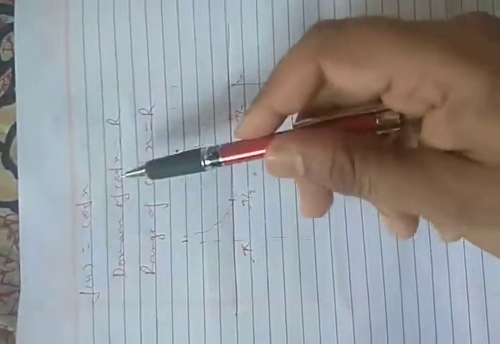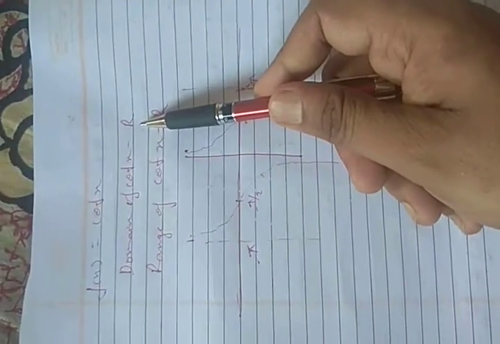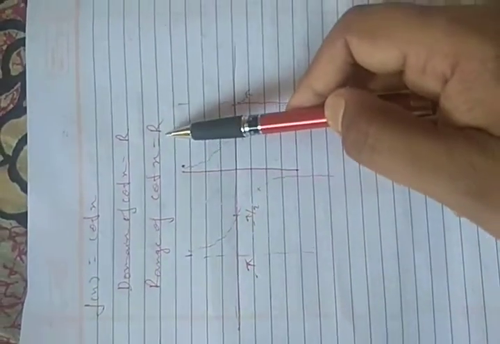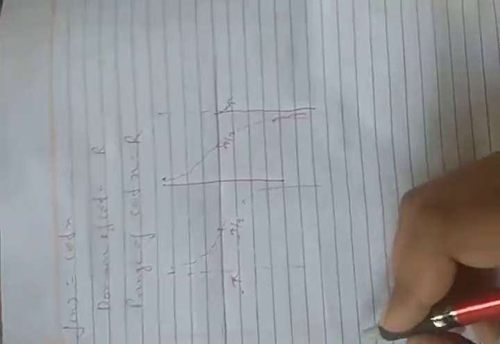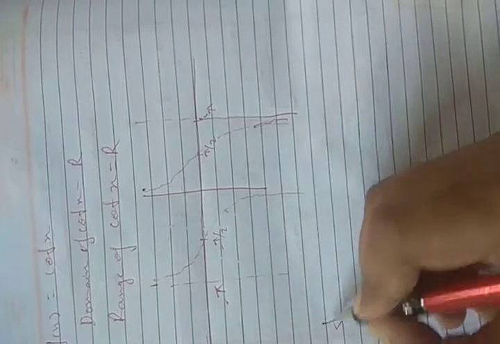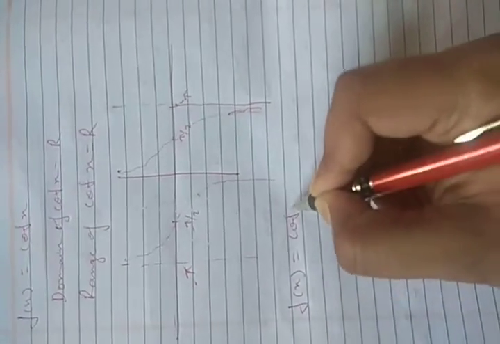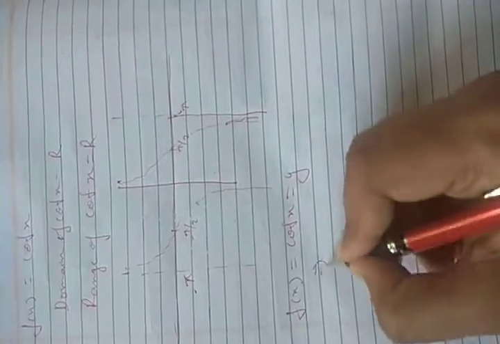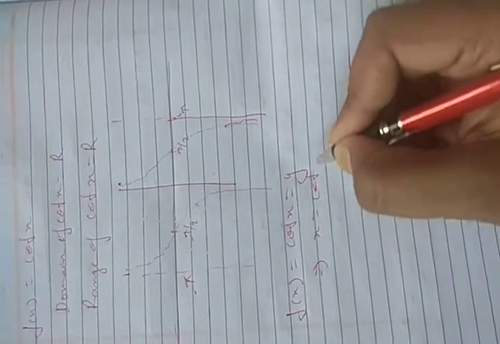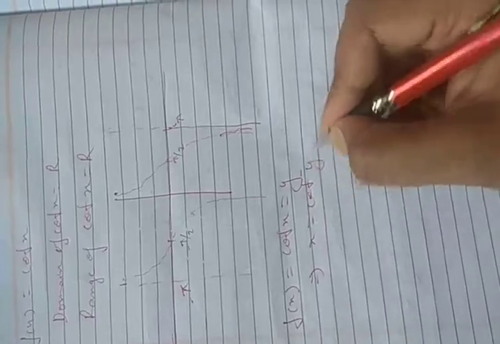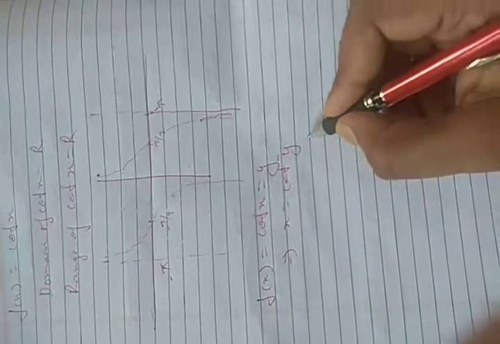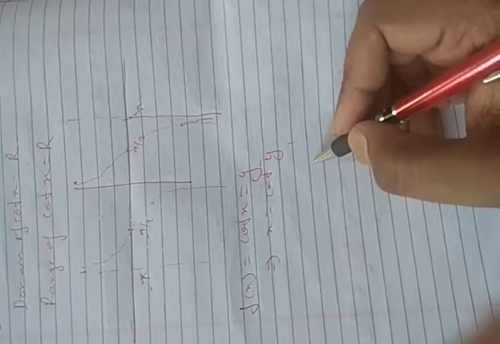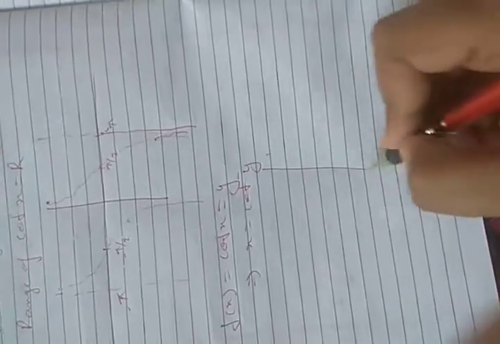In case of cot x, the domain of cot x will be R, all the real numbers. The range of cot x will also be R, all the real numbers. In case of cot inverse x, if f(x) equals cot x equals y, it implies that x equals cot inverse y. That means the function will be just the reciprocal of it, and now the curve will move from the x to the y axis.